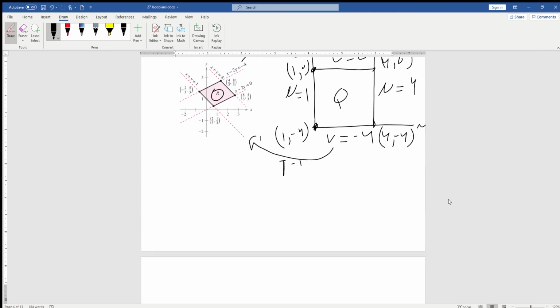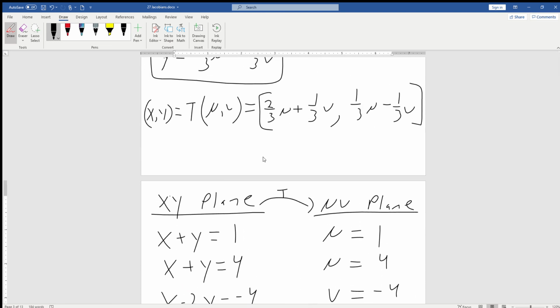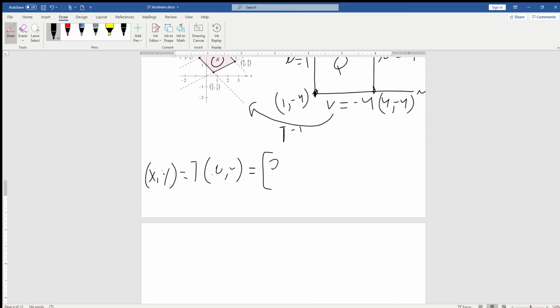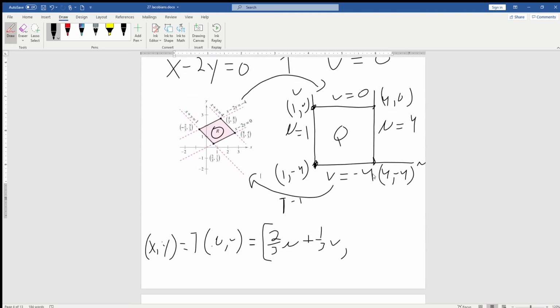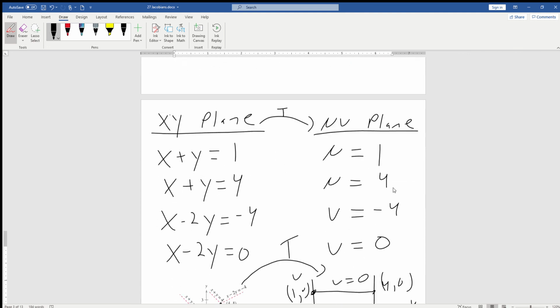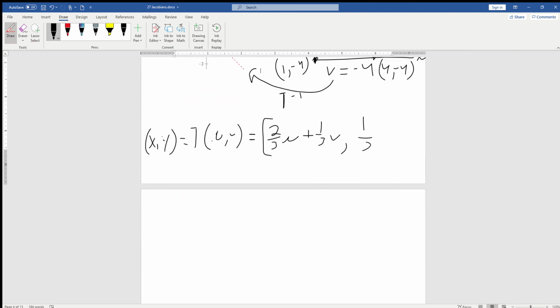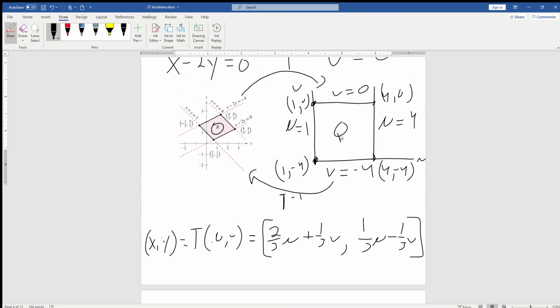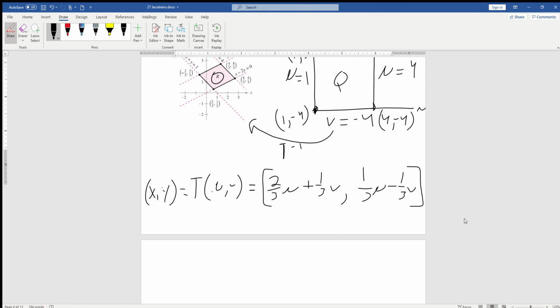Okay, well, remember we have the mapping. Remember we have that XY was equal to T of UV, and remember we had a relationship between the two. Okay, so I think we had 2/3 U plus 1/3 V. And then we had 1/3 U minus 1/3 V. And this is a mapping. And we can illustrate that very easily to see which points in region Q map to the region R. So let me show you an example.